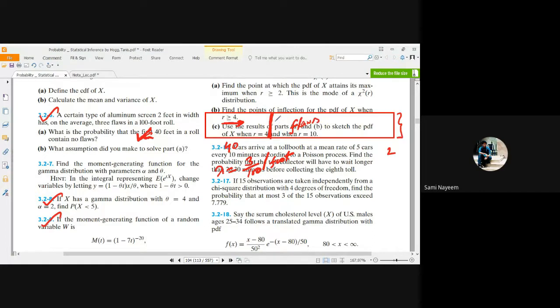Yes, sir. We'll find the flaws after 40 feet. That is, to find the flaw, we have to move 40 feet. To find the flaw, we have to move the length. What? At least 40 feet. At least what? 40 feet. At least 40 feet.